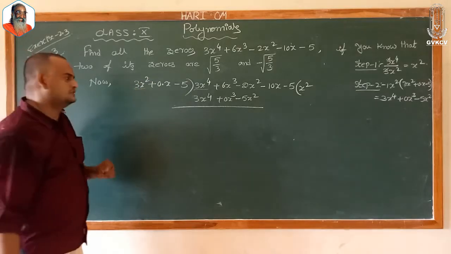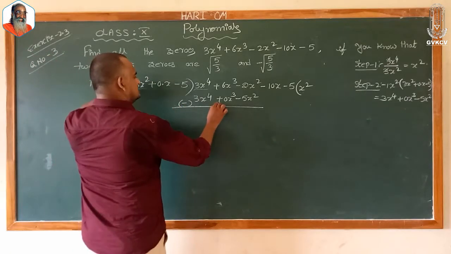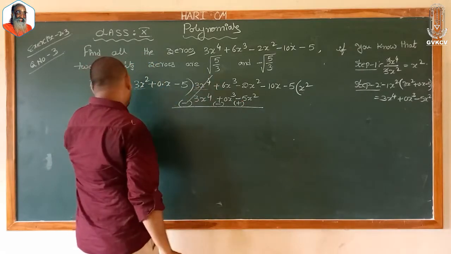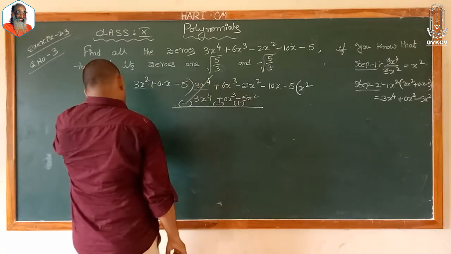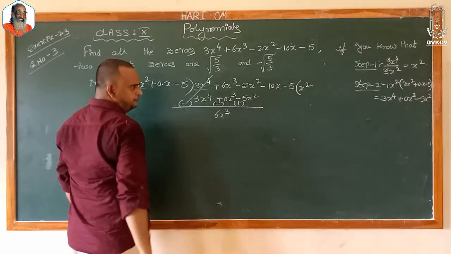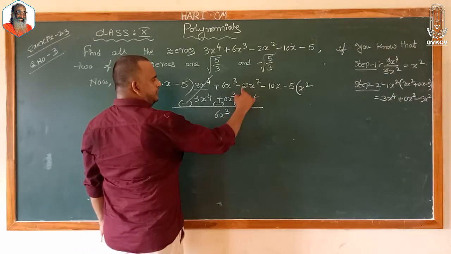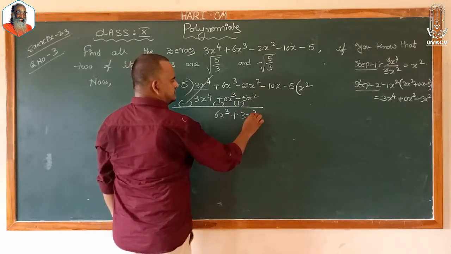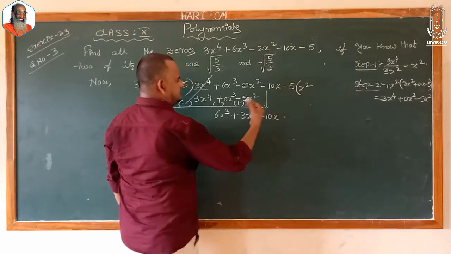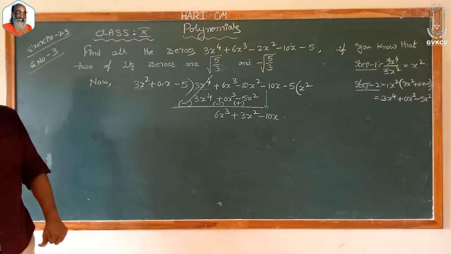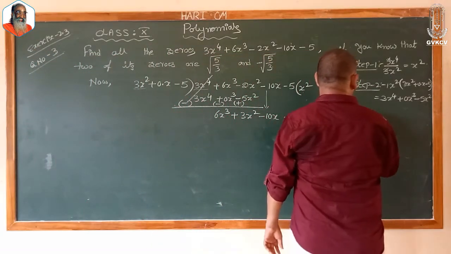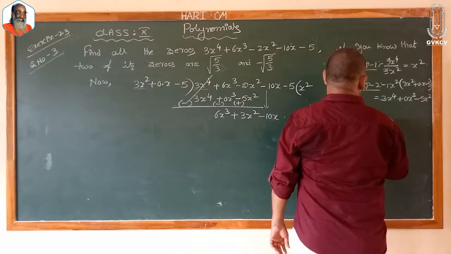Now we should subtract. Let us change the signs: minus, minus and plus. So plus 3x^4 minus 3x^4 gets cancelled. 6 minus 0, 6x^3, plus 5 minus 2, that is 3x^2. Now let us get down minus 10x. Next, again, step 3.